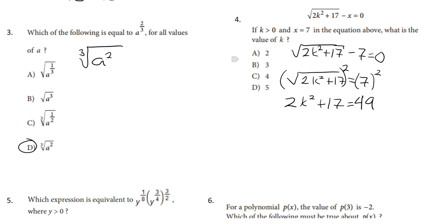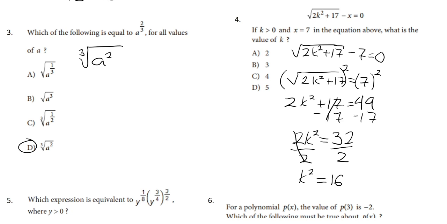Next, the objective is to try to get k by itself. We have to subtract 17 on both sides. And then we'll have 2k squared equals 32. Next, we're going to divide each side by 2. And then we'll have k squared equals 16.